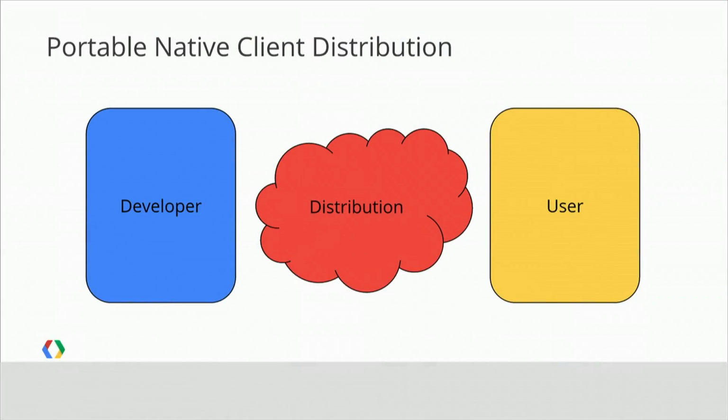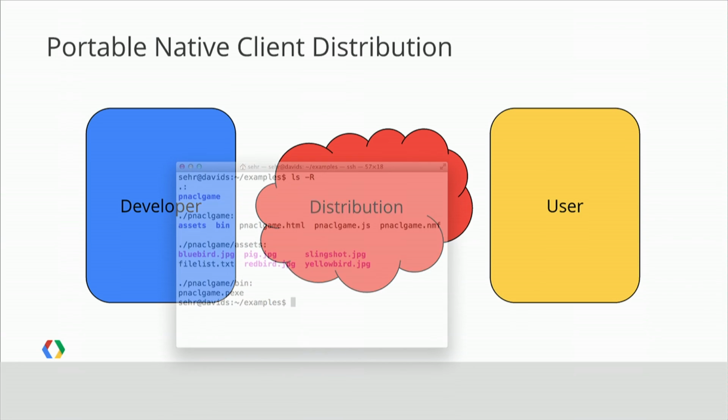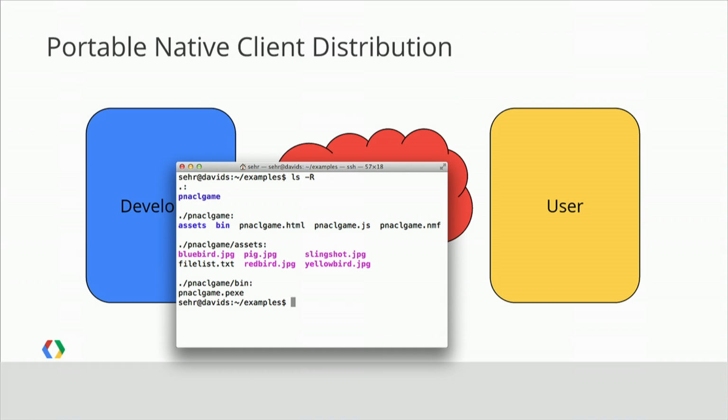So I talked about the developer. I talked about the user. So how does the user get the cool application that the developer built in PNaCl? Instead of putting it in the Chrome Web Store as we did with NaCl, it's going to be in the web. You put it up on your favorite Apache server or whatever your server of choice happens to be. It's going to be in the web.